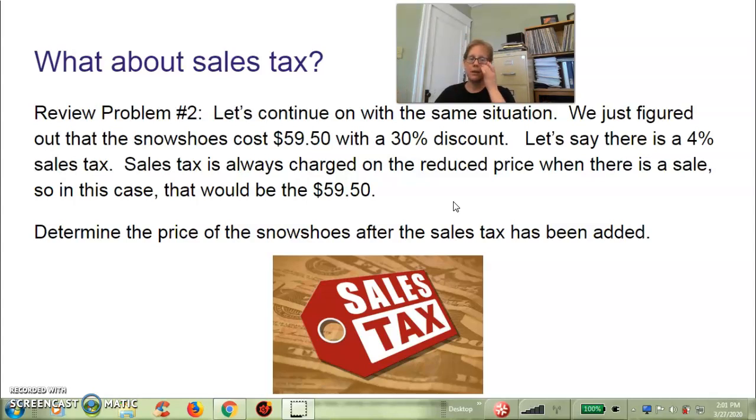Okay, makes sense? All right, so I want you to determine the price of the snowshoes after the sales tax has been added. So you're going to need to figure out the sales tax, and then you're going to need to add that on to the shoes. All right, so figure out how you're going to do that. All right, pause, and then I'll just get this started when you're ready. All right, back with you in a minute.